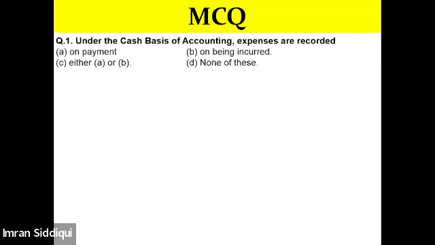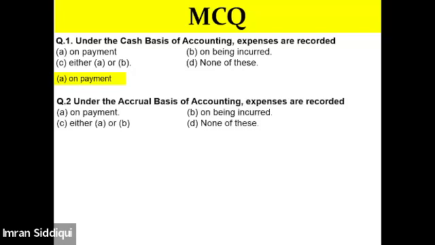Under cash basis accounting, on payment. Yeah, this is the right answer. So under cash basis accounting, expenses are recorded only on the payment. Next, under accrual basis of accounting, expenses are recorded, tell me, Vanisha. While following the accrual basis accounting, expenses are recorded when? On payment, on being incurred, either A or B, or neither.